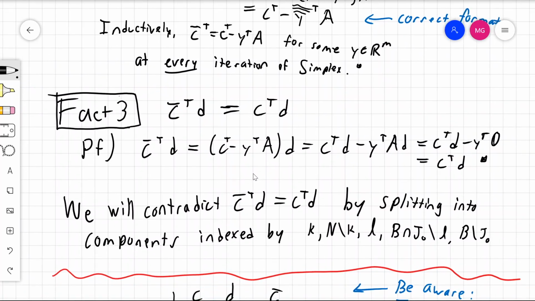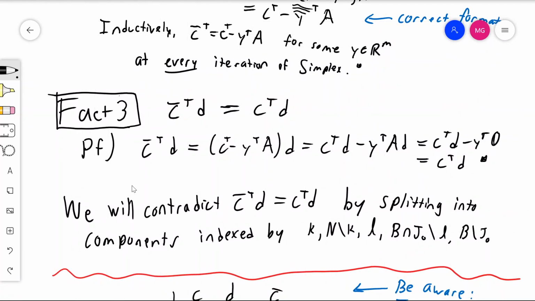So why is that fact relevant? Well, what's going to happen in the remainder of this proof is, we've just computed this, and we just showed that they're equal. We are going to contradict this fact, actually. That's going to be our contradiction. We're going to do another computation where we split up the components of these vectors into the partition that we had mentioned earlier, the k, n minus k, l, b intersect j non minus l, and b minus jl, j0. When you split it up into those parts, and then you recompute this for those parts individually one at a time, you'll get that these are not equal, and that will be the contradiction.